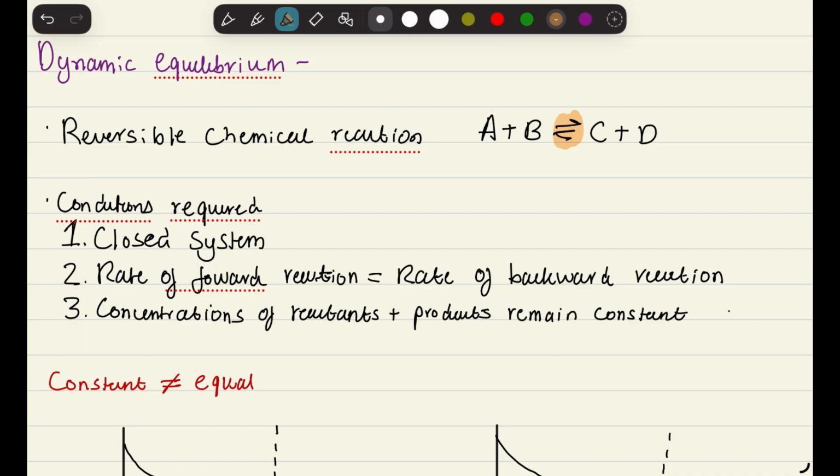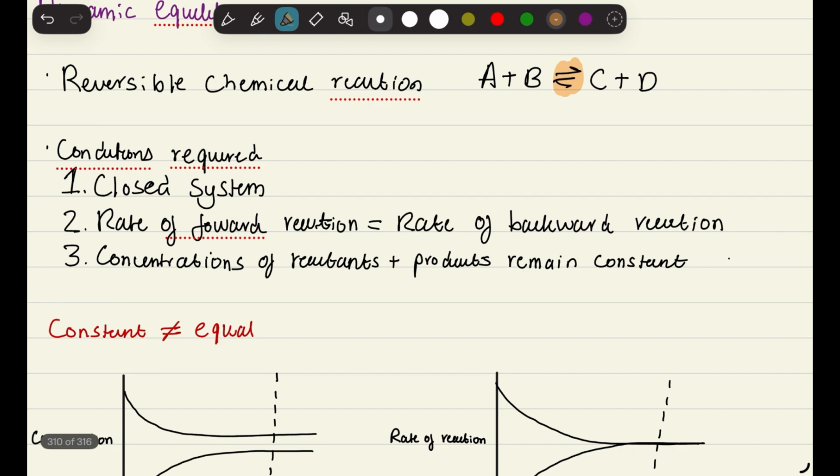Now, just a caveat: when we say that the concentrations are constant, it doesn't mean that they're equal. So concentrations of A and B might not be the same as concentrations of C and D, just that they remain constant at equilibrium, right? And that can even go for both reactants, which can be different.